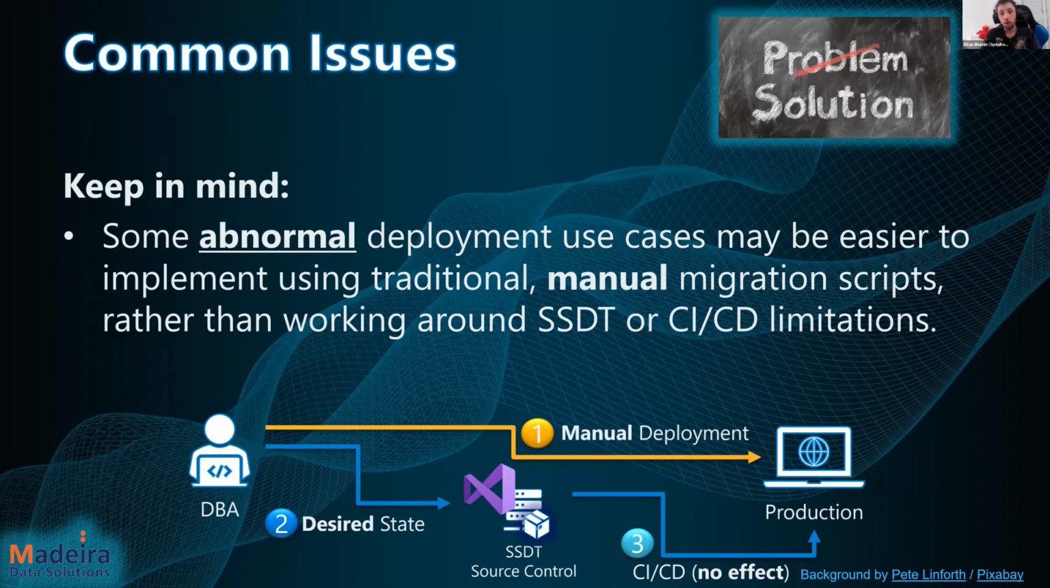So I would advise, you know what? Edge cases require edge solutions, or abnormal use cases require abnormal solutions. So for this time only, when you have this abnormal use case of yours, go ahead, manually deploy it to your intended production or whatever server, but do the same change in SSDT, in source control, so that you would have it there.